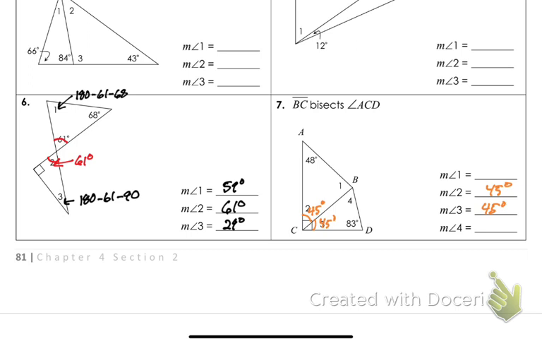At this stage, if you don't know what vertical angles or bisect means, you're purposely not learning this material because we use it consistently. Vertical angles are just across from each other. Bisect means cut into two congruent angles.